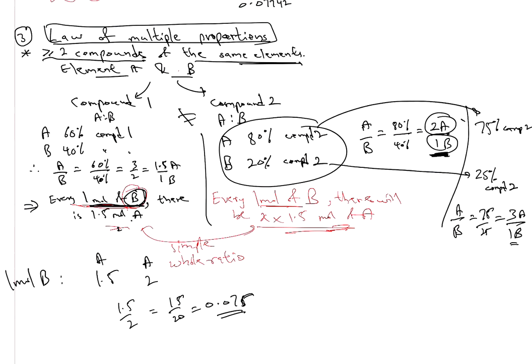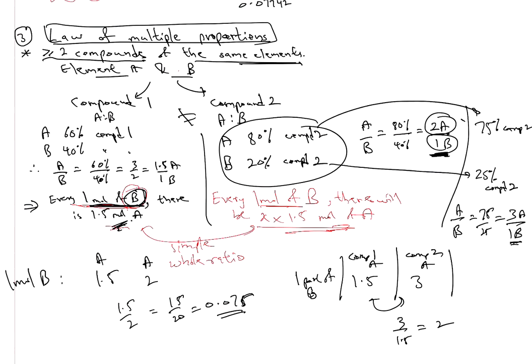So now when you set this up, we will fix the B in both the compounds, so 1 part of B in compound 1, the A part is how much, and in compound 2 the A part is how much. In compound 1, for every 1 part of B you have 1.5, and in compound 2 for every 1 part of B I have 3 parts of A, and therefore now if I take the ratio, 3 by 1.5 is 2, and this will obey the law of multiple proportion.